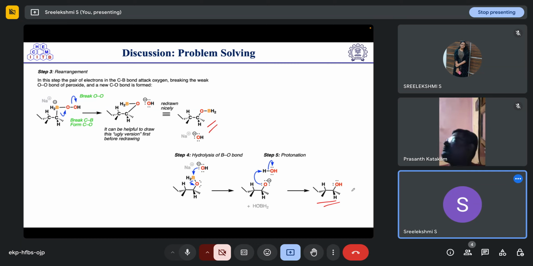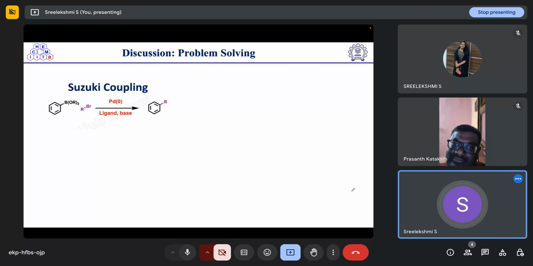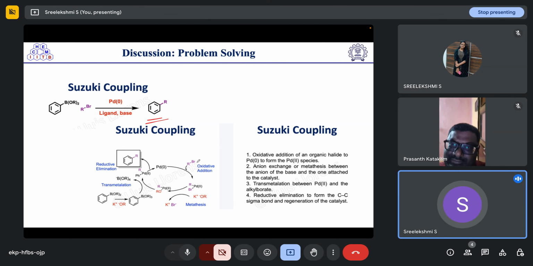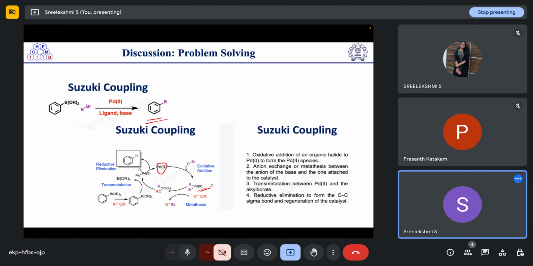Moving to the next reaction which we have seen, that was Suzuki coupling. It is basically the coupling between organoboranes and alkyl halides in the presence of palladium, and we will be using a ligand and a base. Here we get this coupled product. The mechanism is similar to other coupling reactions. First, to this palladium zero, the alkyl halide undergoes oxidative addition to form this palladium 2 species.